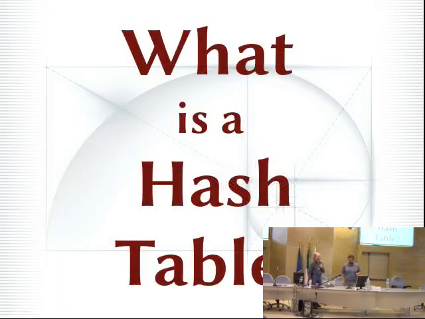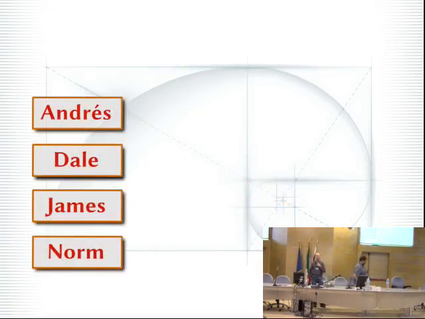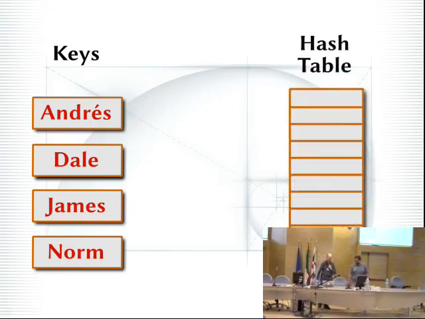So, what is a hash table? We're going to make an address book. We've got some contact objects here, and we want to store them in a way that we can look them up. We're going to look them up by name, and we're going to call the names of these contact objects the keys. And we're going to make this thing that we're going to call a hash table, which is basically an array or something like an array.